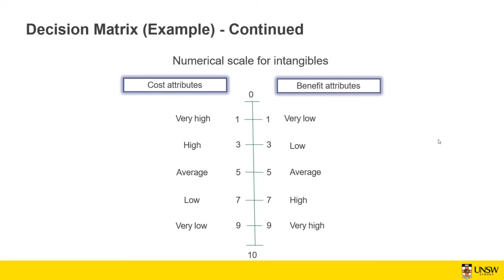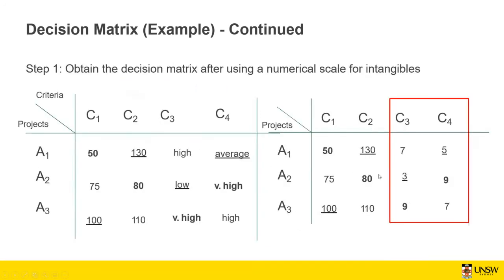But on the other hand are the benefit attributes. For example, it can be better recyclability. So if it's very high, you want to give a higher score compared to the cost, which was the opposite. So if you got very low recyclability, you give 1, and if you got very high recyclability, which is a benefit, you give 9.